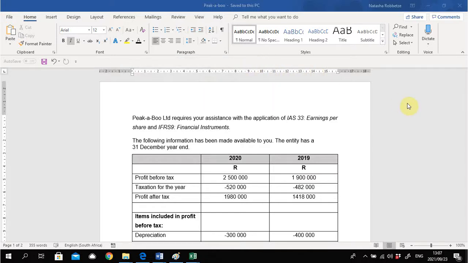Hello students and welcome to this additional question. This question covers IFRS 9 as well as IAS 33. It's a very interesting question called peekaboo.